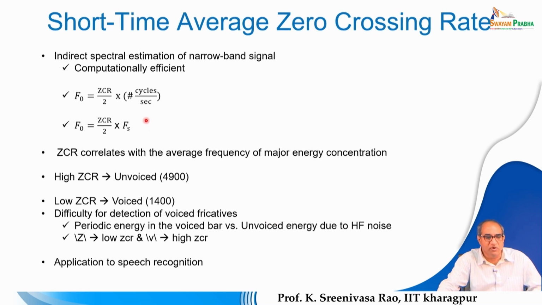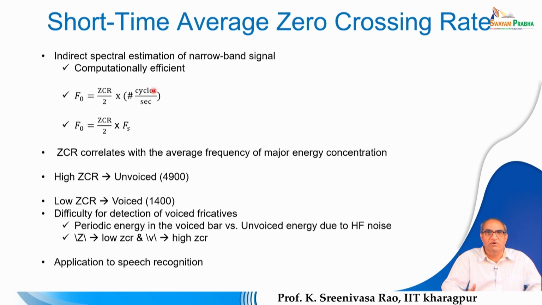The next very important feature related to the time domain analysis of speech is the short-term average zero crossing rate, and this zero crossing rate approximates the spectral content or the spectral information that is present in the speech signal.